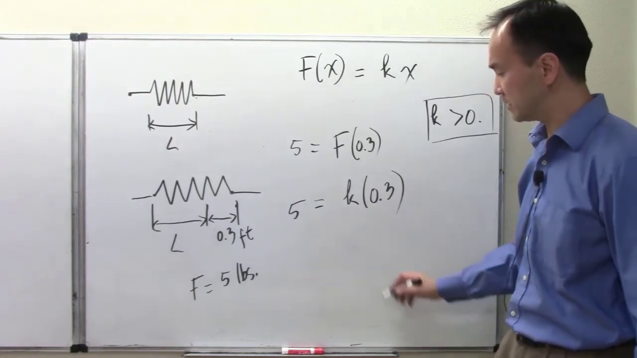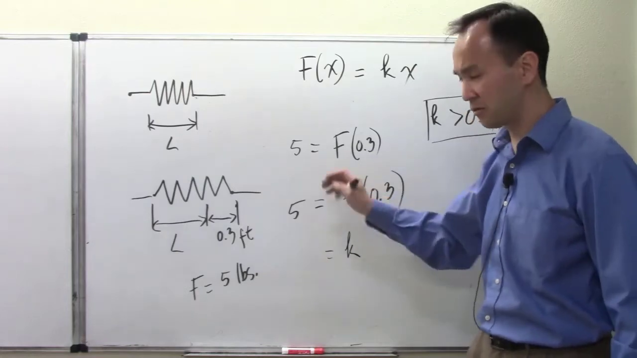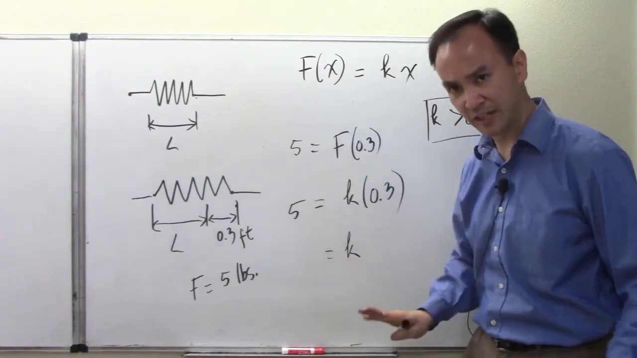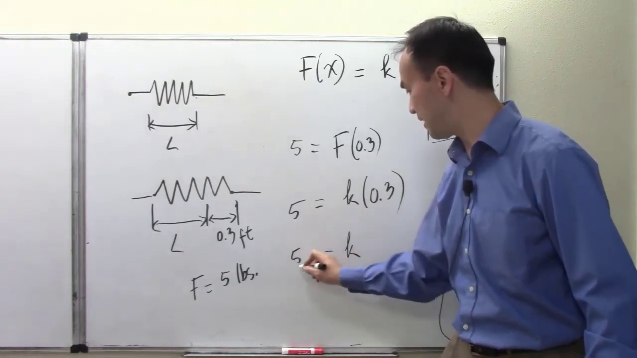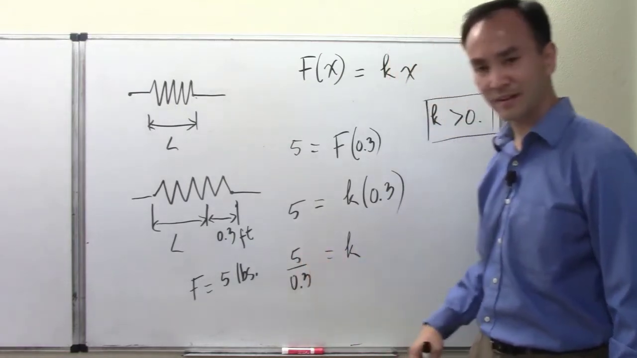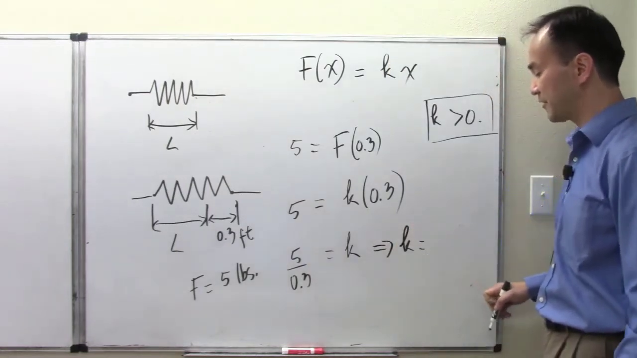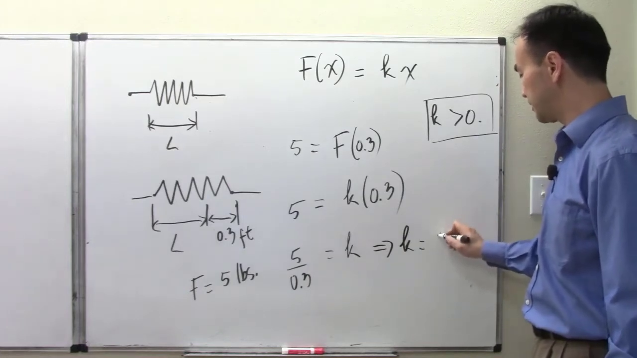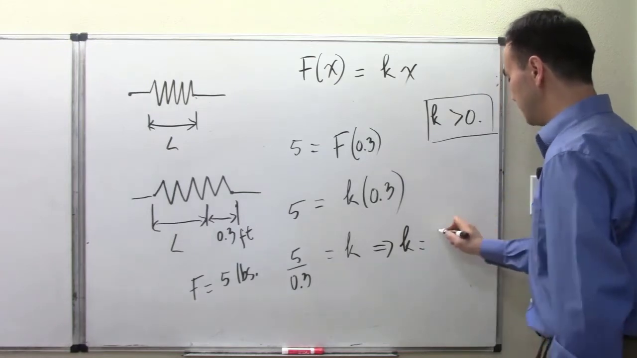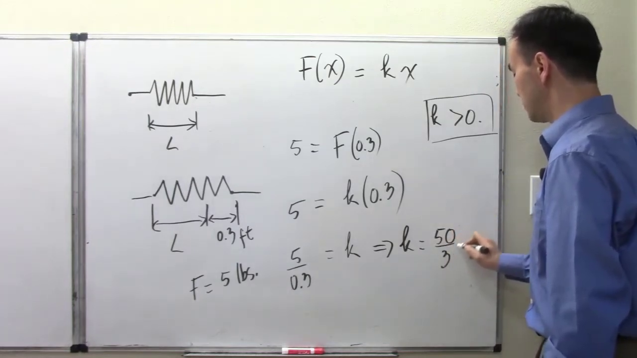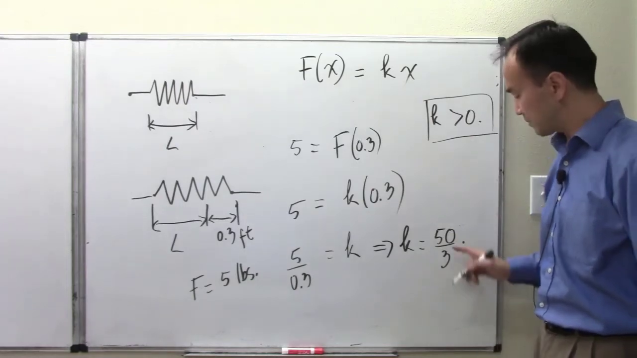From that, I am going to solve for k. That's my key right there, to find out what spring constant I have, and really that's all we need. The spring constant will equal 5 divided by 0.3. In this case, allow me to use a fraction. The spring constant I found is going to be 50 over 3. So that's my spring constant.